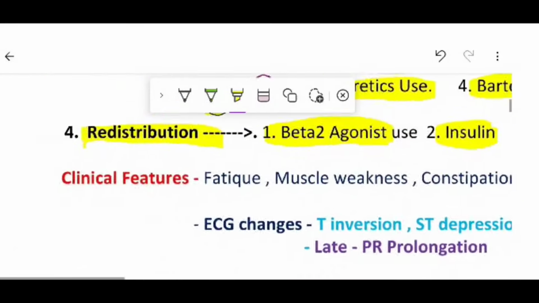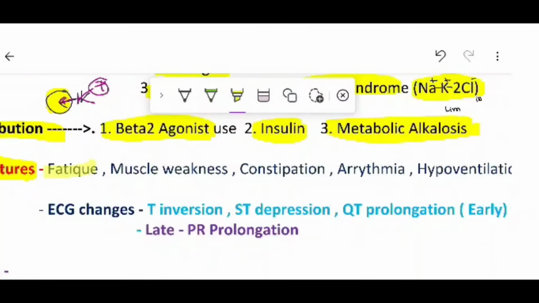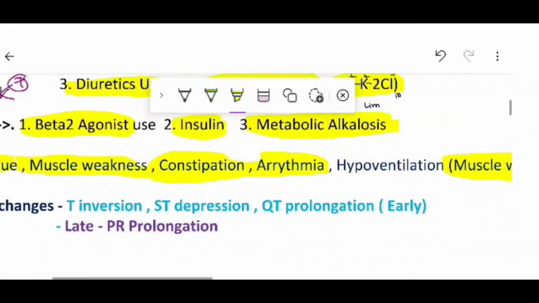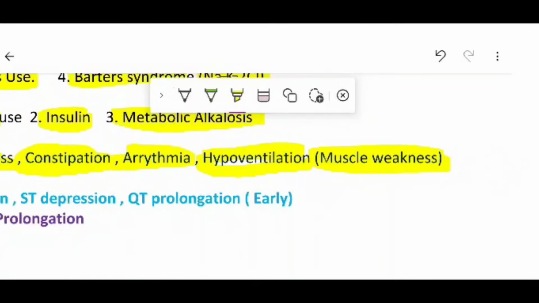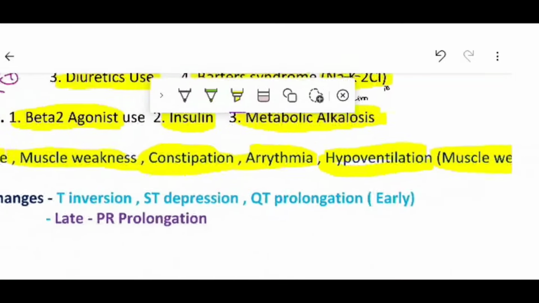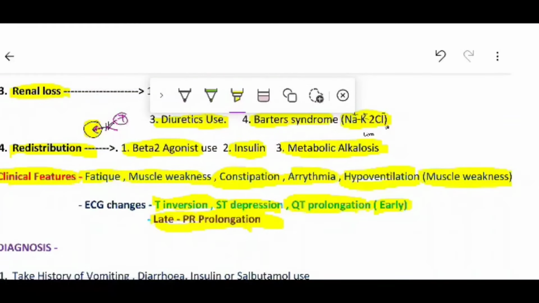What are the different clinical features? The patient will present with fatigue, muscle weakness, constipation, arrhythmias, and hypoventilation, because of weakness of the chest muscles. ECG changes: early changes are T wave inversion, ST depression, and QT prolongation, and the late change is PR prolongation. So these are the different ECG changes associated with hypokalemia.